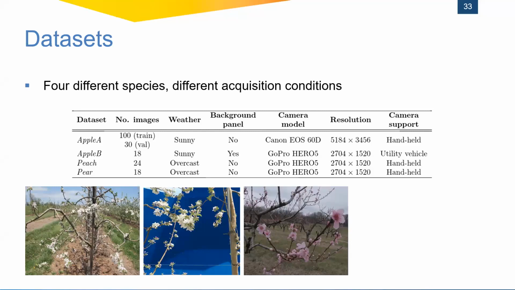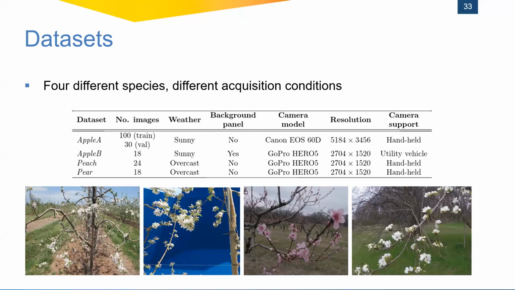And then the other one is of peach flowers that are significantly different color. And the 4th one is of pear flowers. The pear dataset and the peach dataset were collected in a different type of weather, more overcast, because this is important to evaluate the robustness of the detector with respect to changes in illumination, acquisition conditions, and so on.